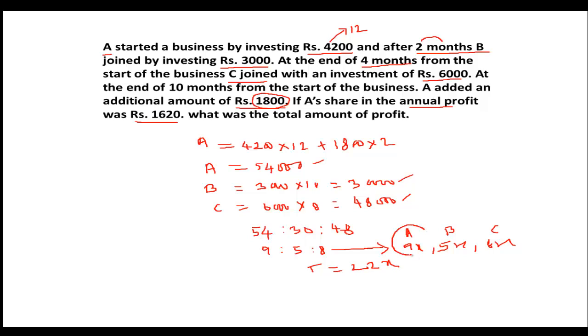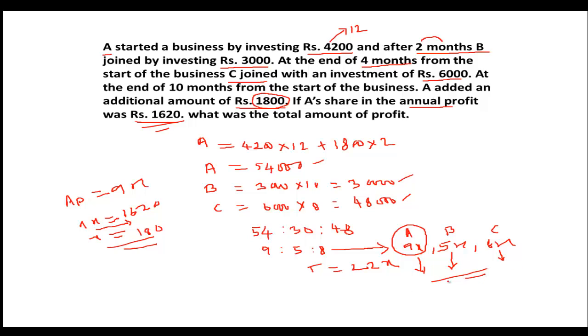But A's profit is given to us, and that A's profit is 1620. So A's profit is equal to 9x, so 9x is equal to 1620, so x is equal to 1620 divided by 9, and that is equal to 180. Therefore x is equal to 180. Therefore A's profit, B's profit and C's profit can be calculated.